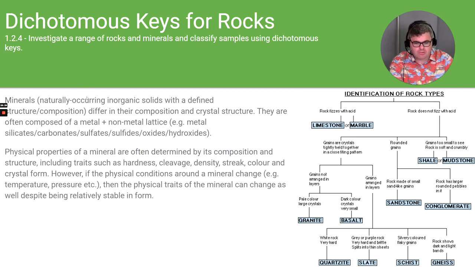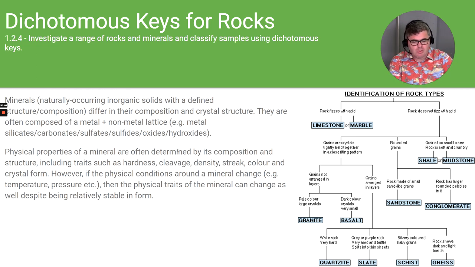So, minerals are naturally occurring inorganic solids with a defined crystalline structure and composition, and they differ in their composition and crystal structure. They are often composed of metal and non-metal lattice. So, for instance, table salt is made out of sodium and chlorine. Chlorine is a non-metal, sodium is a metal, and they alternate in a checkerboard-style pattern throughout an entire crystal lattice.